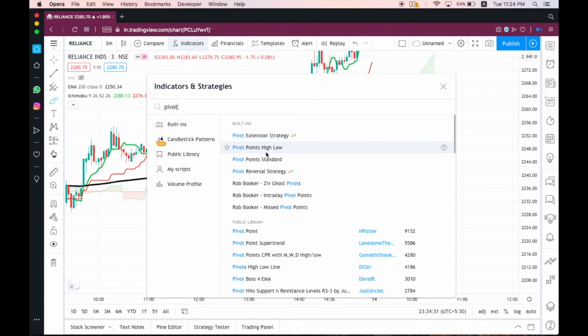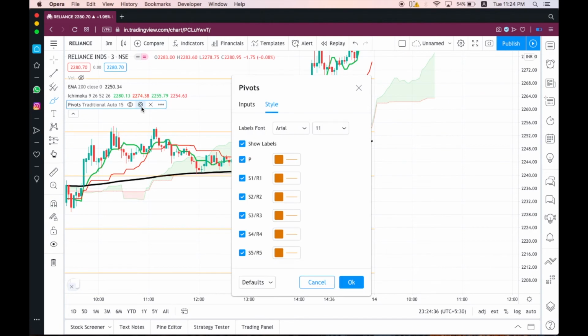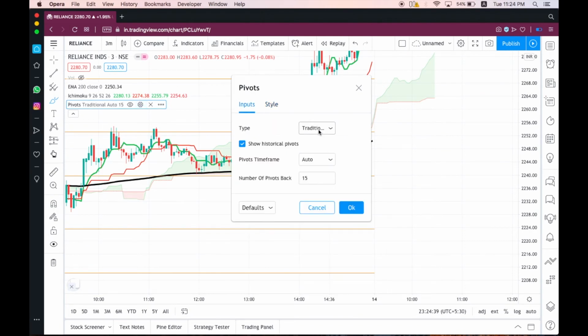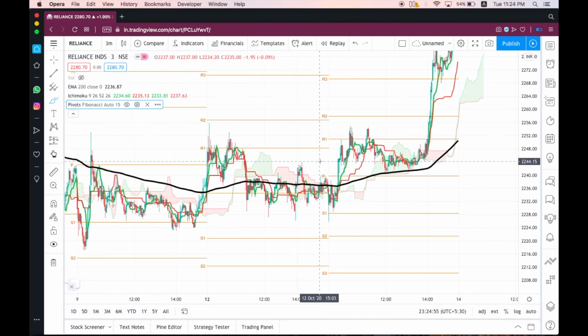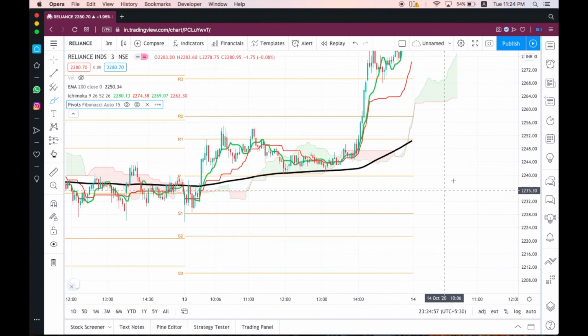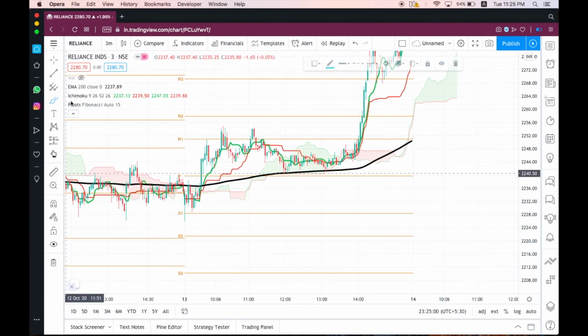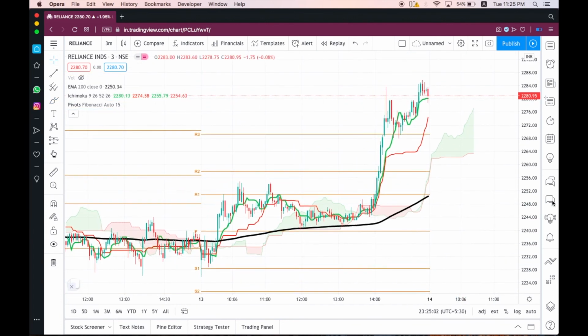For this trading setup, let's add one last indicator. Add Pivot Points Standard and go to the settings. In the inputs, change the type from Traditional to Fibonacci. Fibonacci pivot lines are leading indicators that predict the possible supports and resistances, so that we can avoid taking trades at its most important price levels and avoid range-bound movement more.